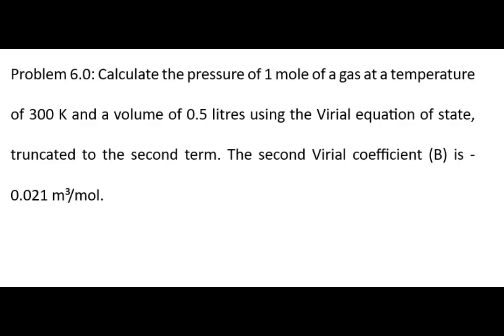Substituting the given parameters into the virial equation, equation 29 directly and truncated to the second term will give a negative value for the pressure, which is not the correct answer. Rather, equation 29 should be converted into a quadratic equation of the form P equals nRT/V plus n²RTB/V². Here the pressure of the gas equals 2.894 times 10 Pa.